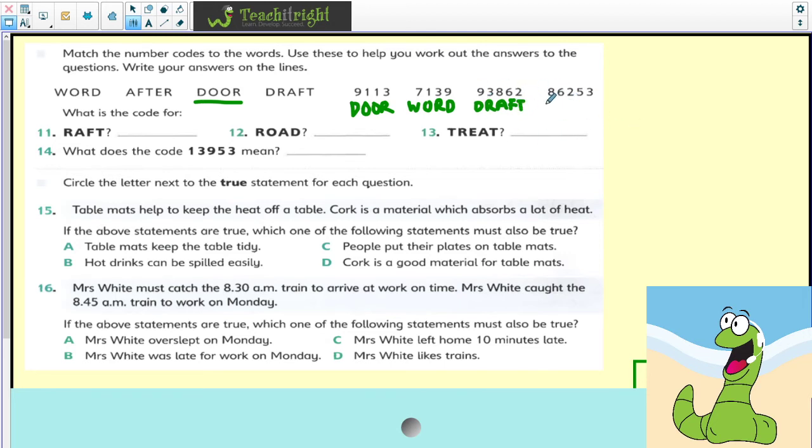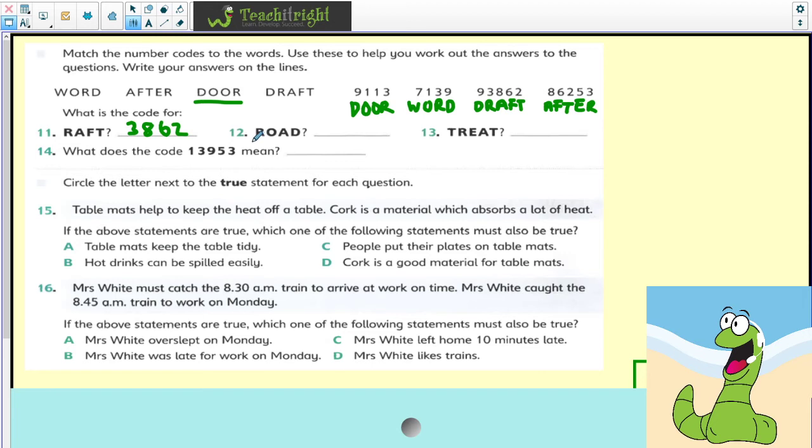And then we've got the word after. And once you've actually done all of this, then it should be quite simple to actually work the questions out, because we can use what we've got. So what's the code for raft? It's 3862. I'm just using the end of draft there.